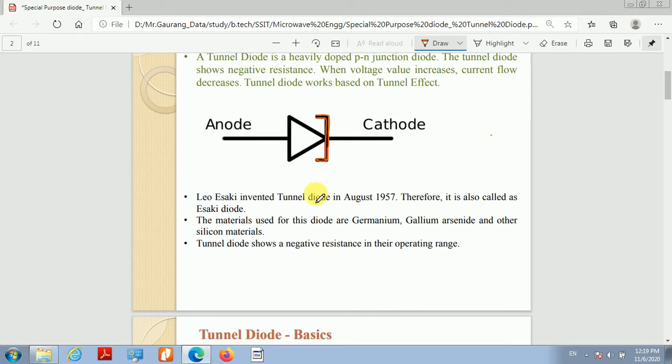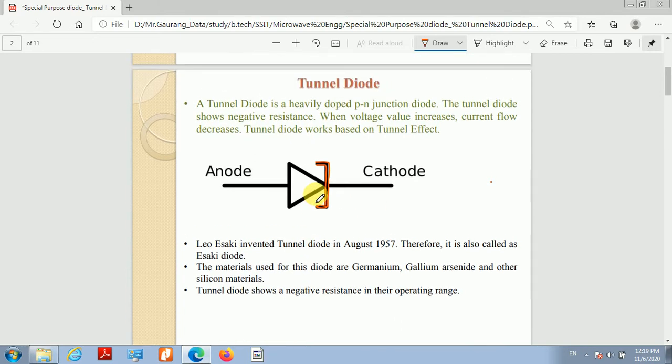And if we talk about the origin of this diode, then Leo Esaki invented the tunnel diode in 1957. Hence, this is also known as a Esaki diode. And the material used for manufacturing this diode are germanium, gallium arsenide, and other silicon material. And very important to note, this diode shows the negative resistance in its characteristic.